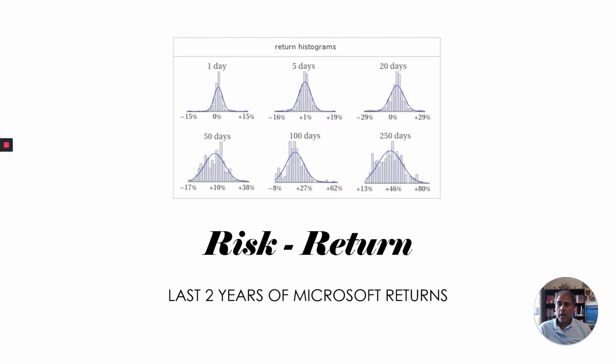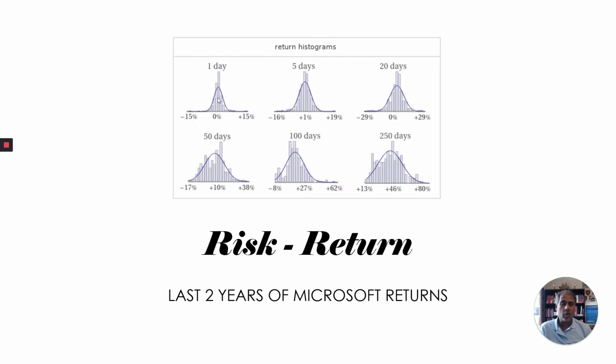There are 250-day periods where it's generated 80%. There are 250-day periods where it's only generated up 13%. And that's based on its returns, taking sample data over a couple of years. So over a 250-day period, there have been times when it's been up 80%, and there have been times when it's only been up 13%. On a one-day basis, on the whole, it's up somewhere between 15% and minus 15%, but most of the time on a one-day basis, it's barely moved.